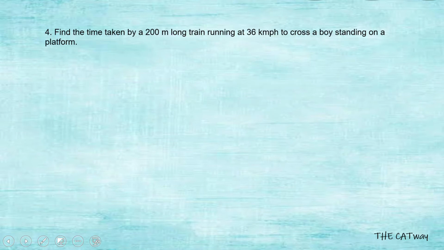The next question says: find the time taken by a 200-meter long train at 36 km per hour to cross a boy standing on the platform. Now in this case, see, it is saying cross a boy. A boy is a very small object in front of a train. A train is 200 meters long, whereas a boy is barely 2 meters long. Not even 2 meters, he is going to be 1.7, 1.8 meters. So we will not consider his distance to be anything. The only distance which we consider in case of a train crossing a boy is the length of the train, and that we will consider as the distance.